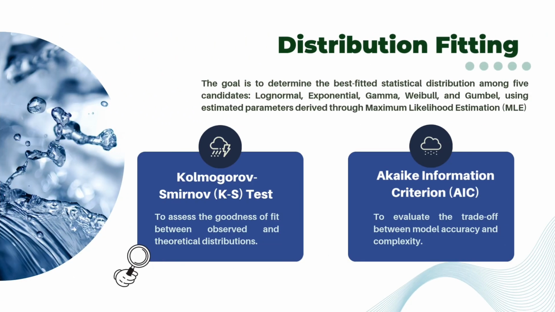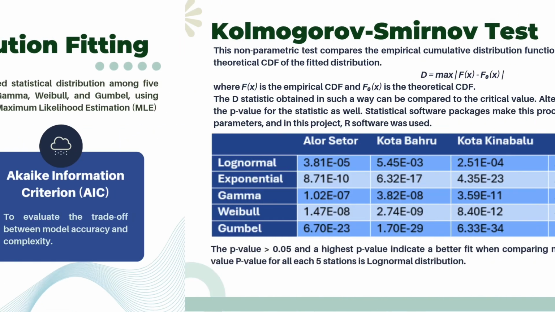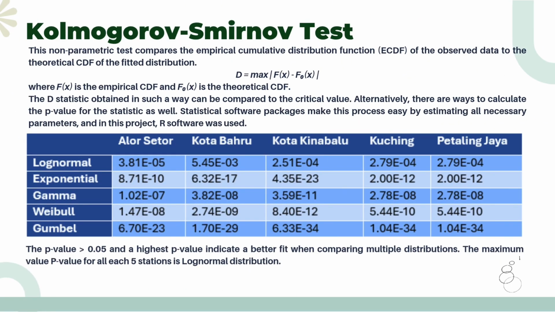In this part, our main goal is to find the best distribution to model rainfall using 5 distributions, which are log normal, exponential, gamma, Weibull, and Gumbel. We use MLE to estimate the parameters, by using 2 evaluation techniques, the Kolmogorov-Smirnov test and the Akaike information criterion. Start with the Kolmogorov-Smirnov test.